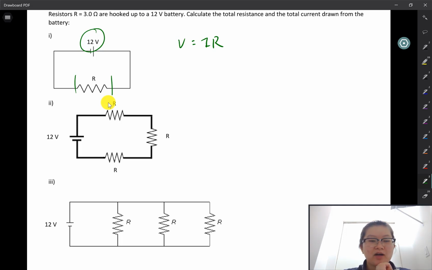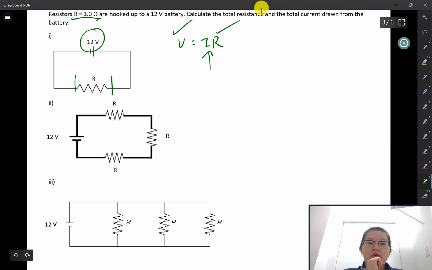So the potential drop across that battery is 12 volts, which we can substitute in here. Let's say we're given the resistance in ohms. Let's say it's 3 ohms. Then we can use that to help solve for the current. Okay, so that's very simple.